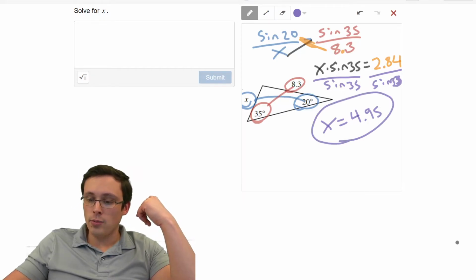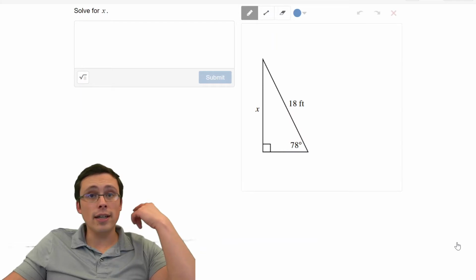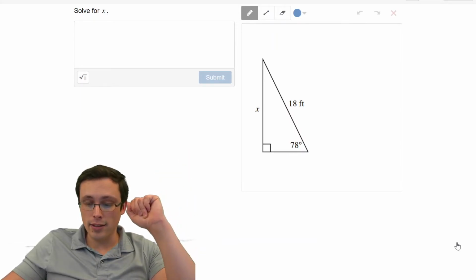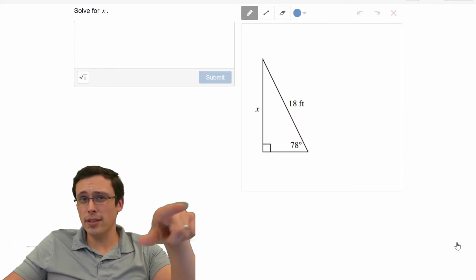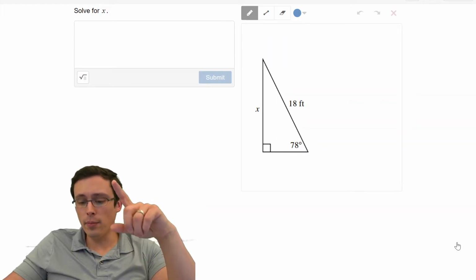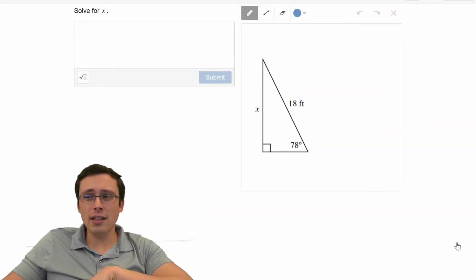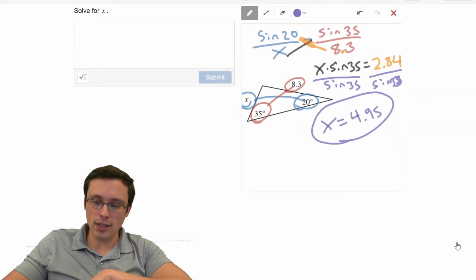All right, guys, moving on to the next one. Well, is it a right triangle? This time the answer is yes. If you wanted to, you could still use the law of sines here. But that formula is a little more complicated than our normal sine, cosine, and tangent formulas.